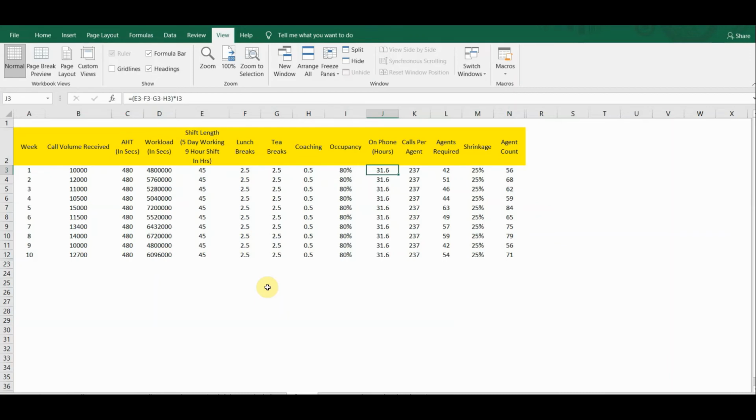Once you have the on-phone hours, you simply convert these on-phone hours into seconds because the AHT that we have is in seconds. Then you divide that with the AHT, and you get the calls per agent that will be taken every week. Once you have the calls per agent, you simply divide the call volume by the calls per agent and you get the agents required. Include the 25% shrinkage, and you get the final agent count that is required to cater to this volume.